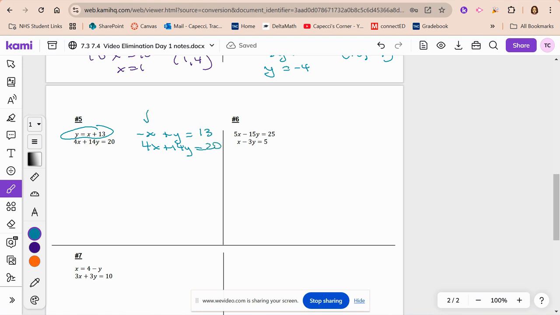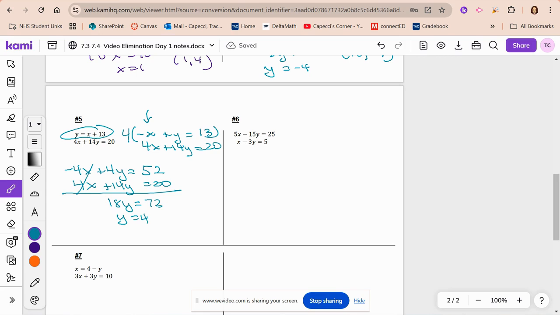Now I notice if I'm looking at my x's, I have a negative x and a positive 4x. So if I can make this a negative 4x, then I'll be able to zero out my x values. So that gives me negative 4x plus 4y is equal to 52. I'm going to rewrite that second equation underneath. 4x plus 14y is equal to 20. That's going to zero out, and I end up with 18y is equal to 72, so y is equal to 4.